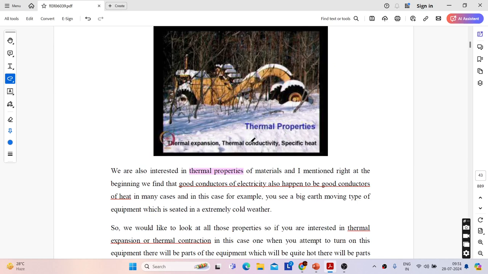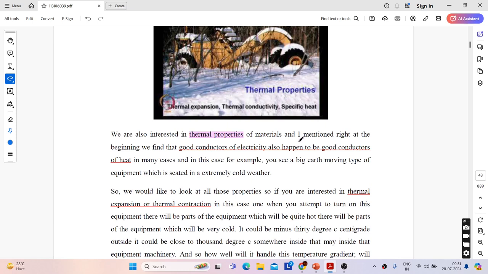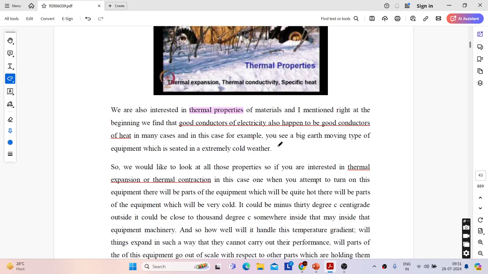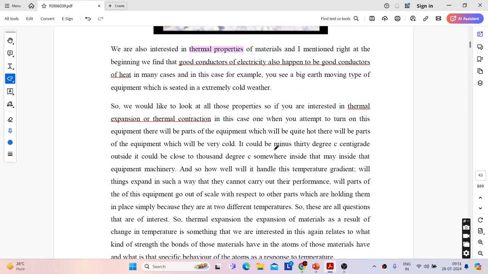Another one is thermal properties. So thermal properties, we will mainly deal with thermal expansion, thermal conductivity and specific heat. We know that normally a good conductor of electricity always happens to be a good conductor of heat. So in thermal properties, mainly we will concentrate upon thermal expansion or thermal conduction.